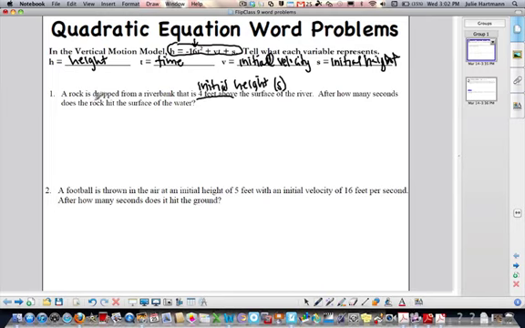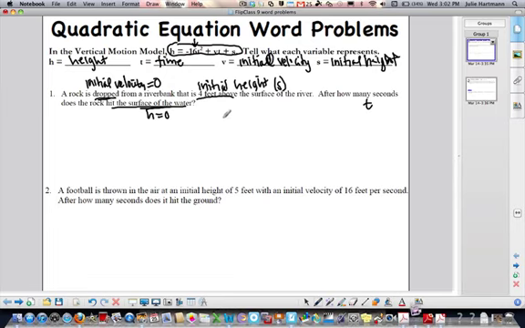Now, it says a rock is dropped. That means there is no initial velocity, or our initial velocity equals 0. When it is just dropped, you have no initial velocity. Initial height is 4 feet above the surface of water. So after how many seconds, so we're going to solve for t, does the rock hit the surface of the water? The surface of the water, that's when our height equals 0.